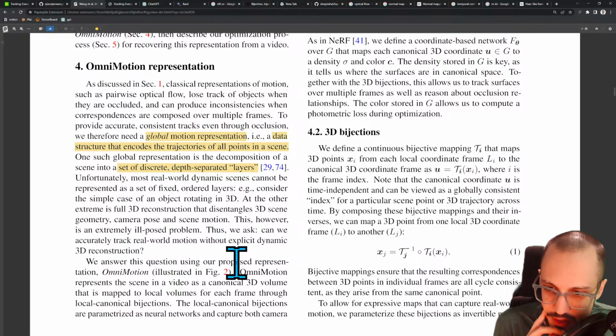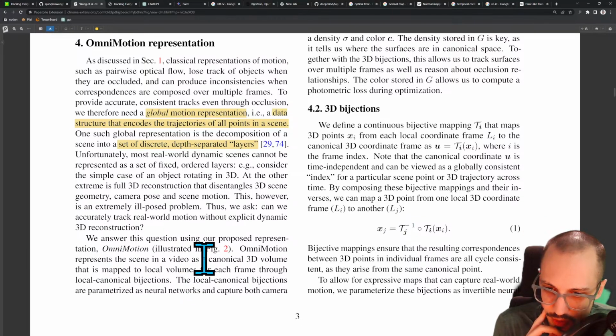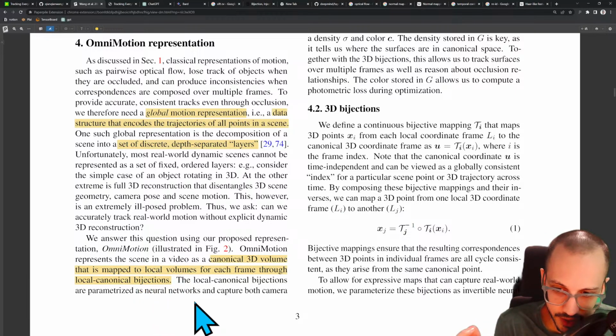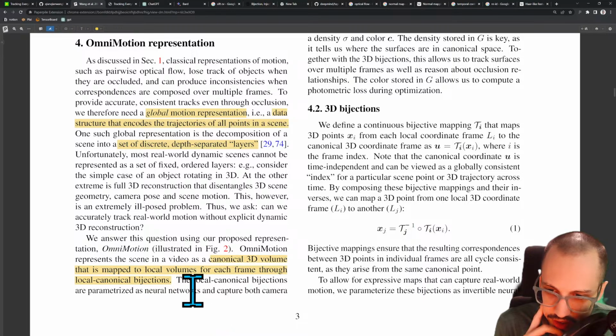We answered this question using our proposed representation. OmniMotion represents the scene as a canonical 3D volume that is mapped to local volumes for each frame through local canonical bijections, right? So this one-to-one mapping between local volumes and the canonical global volume. The local canonical bijections are parameterized as neural networks.